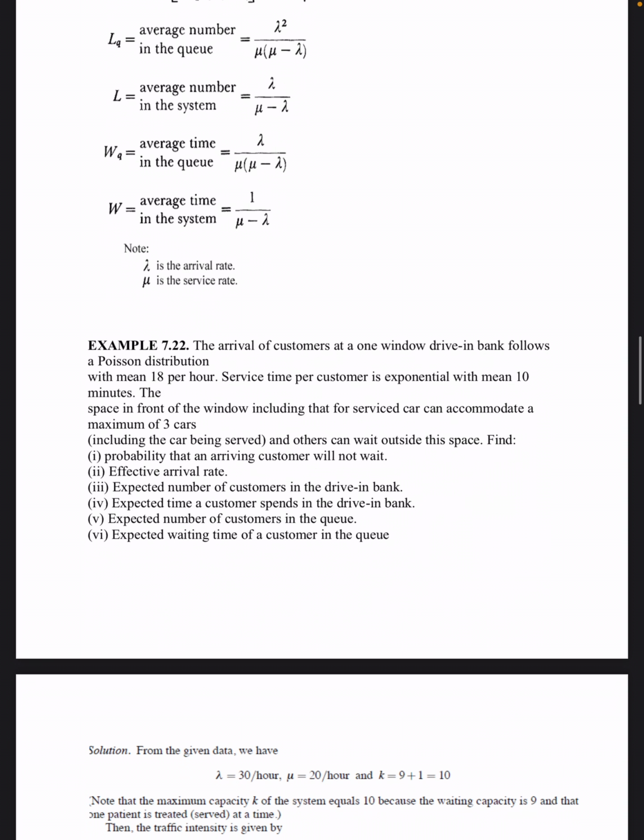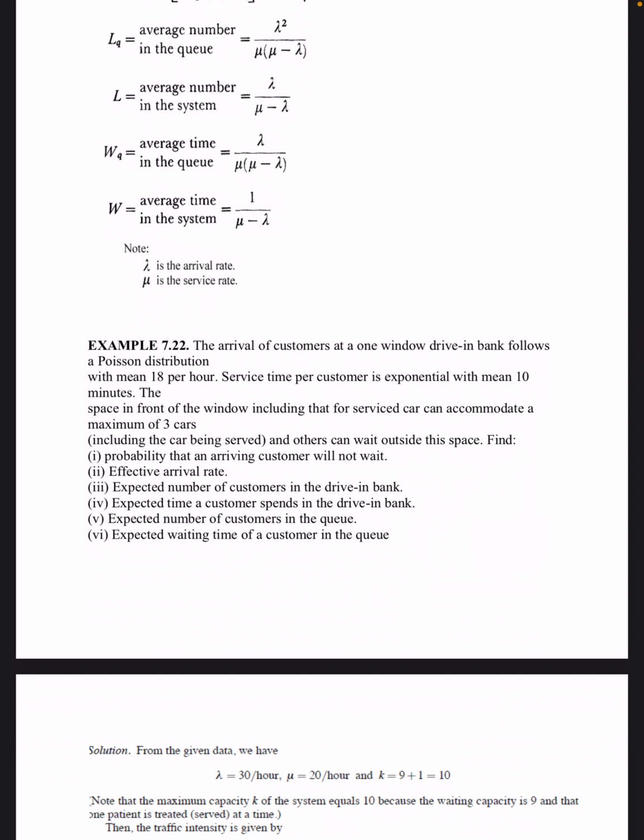First question. The arrival of customers at a one window drive-in bank follows a Poisson distribution with mean 12 per hour. Service time per customer is exponential with mean 10 minutes. The space in front of the window, including that for the serviced car, can accommodate a maximum of 3 cars, and others can wait outside the space.